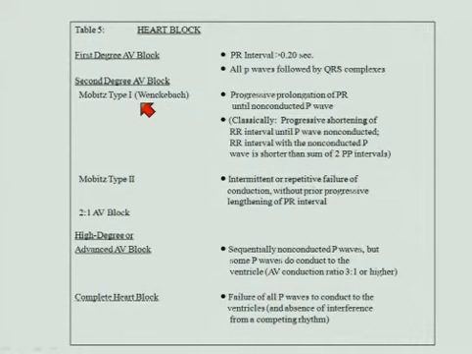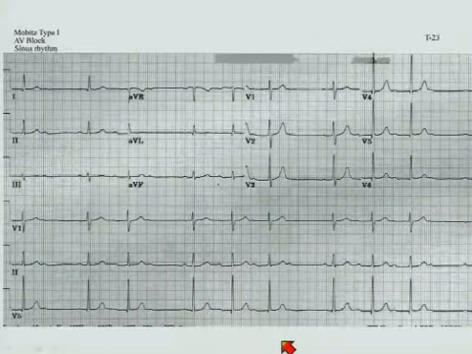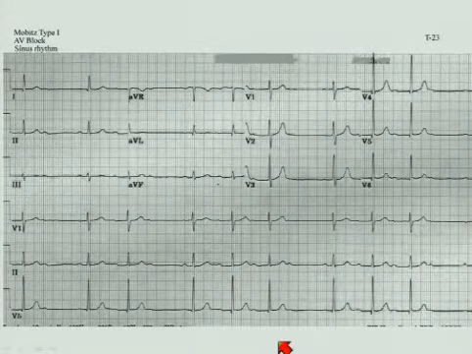Mobitz 1, you should know, though, can occur in other parts of the conducting system as well, but typically we distinguish those two, and 2 to 1 AV block can occur with either. High degree or advanced AV block means that there are sequentially non-conducted P waves, but some P waves do conduct to the ventricle. And complete heart block, not only do we have failure of all P waves to conduct to the ventricles, but we have to have absence of interference from a competing rhythm, such as what I showed you in that junctional tachycardia. So here's a straightforward Wenckebach.